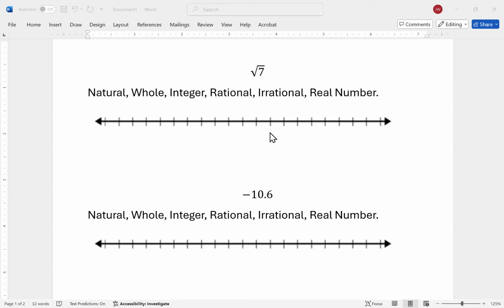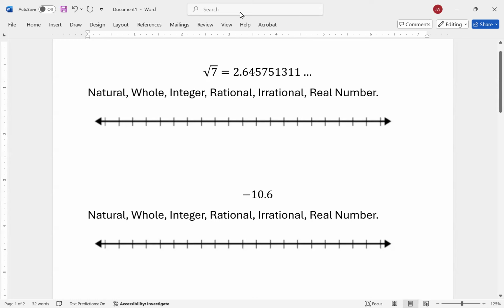So let's take a look at doing that for the square root of 7. We're going to decide what type of number this is. By the way, square root of 7 is equal to about 2.645751311. And if you went out further and further, you'd see that this decimal expansion does not have a repeating pattern. So there's not a repeating pattern, and it has a decimal expansion.